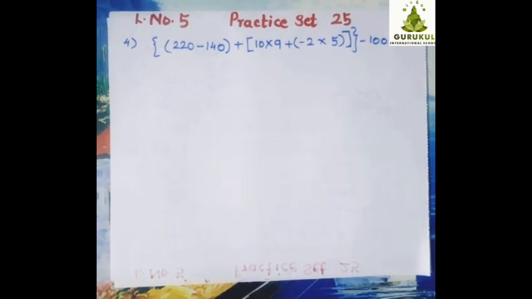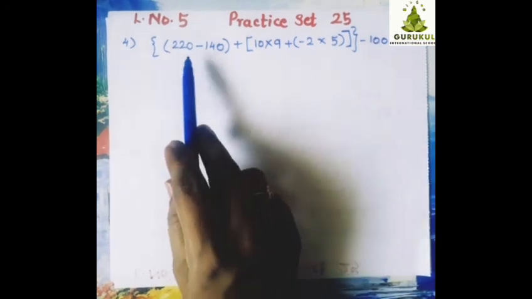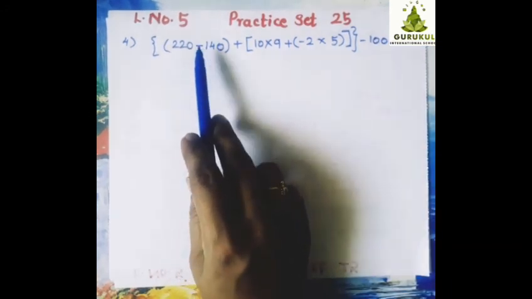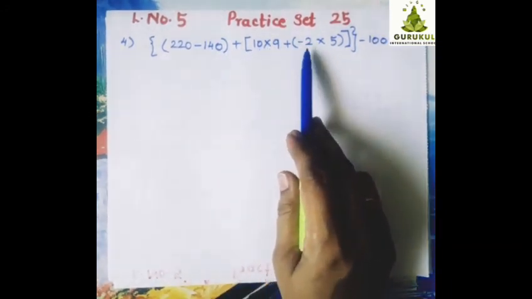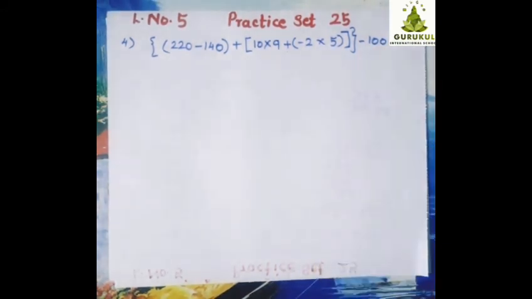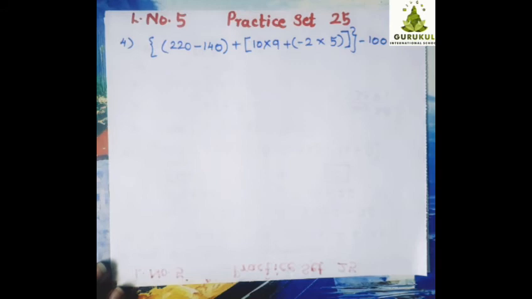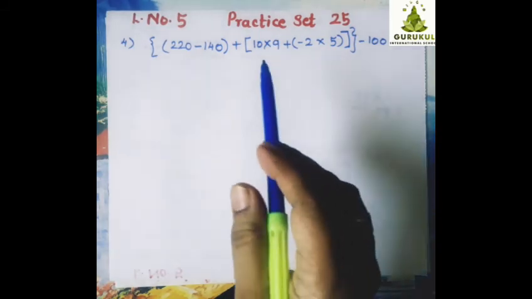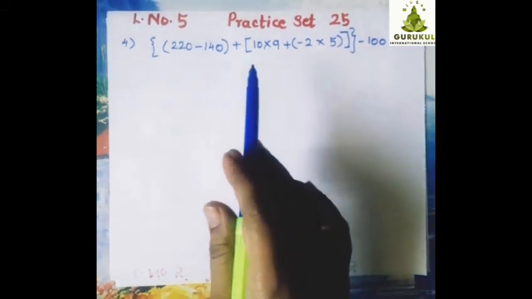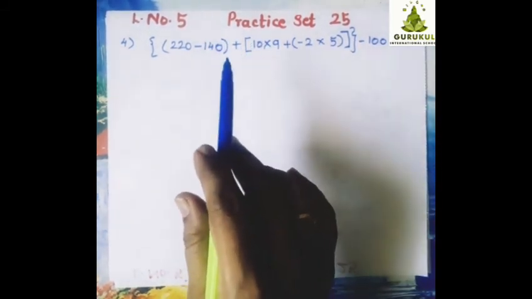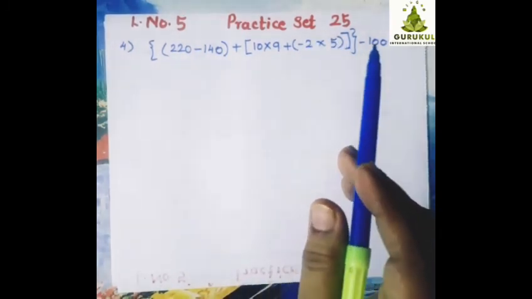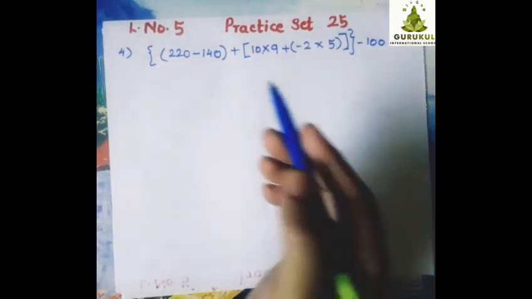Now in practice set 25, fourth sum, you can see how many operations there are: 1 minus 1, 2, 3, 4, 5 and this 6. But as per our rules, we should always go for solving brackets first. And in brackets also we have to start from the inner side, meaning the smaller bracket, the round bracket, should be solved first, and then we go for the square bracket and curly brackets.